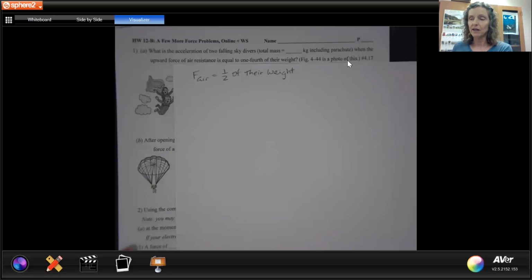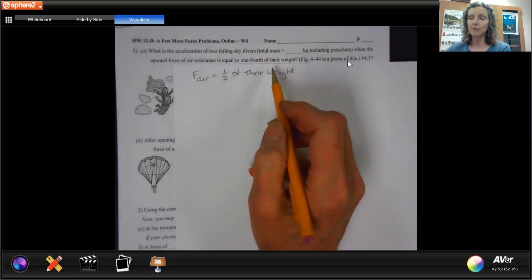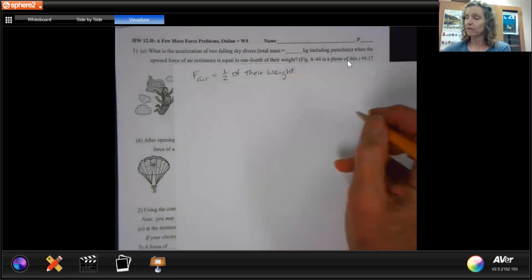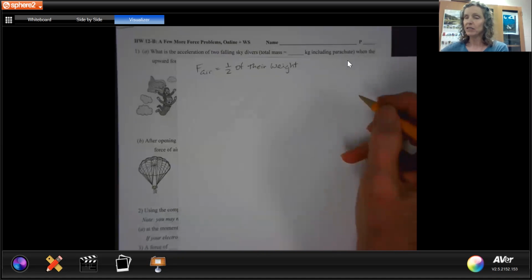Here I am looking at homework 12B with you. I'm going to change problem 1 slightly, but you'll be able to follow what I've done and use it to solve your own problem. So your worksheet said it's 1/4 of their weight. I'm going to pretend I have a different situation, and the force of the air resistance is 1/2 of their weight. So I'll just hide that 1/4 part right there, but I still have the picture.